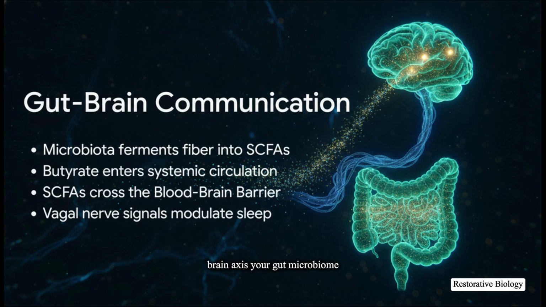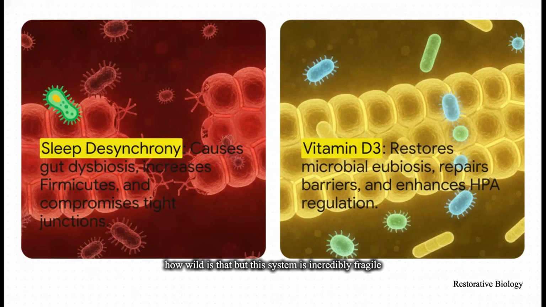Your gut microbiome ferments dietary fiber into short-chain fatty acids, or SCFAs, like butyrate. These SCFAs enter your systemic circulation, cross the blood-brain barrier, and directly signal the vagal nerve to modulate and control your brain's hypothalamic sleep networks. Literally, your gut bugs are talking to your brain's sleep centers. How wild is that? But this system is incredibly fragile.